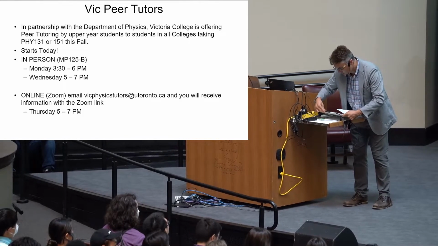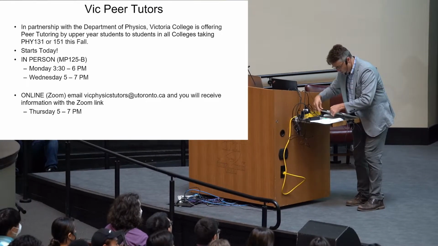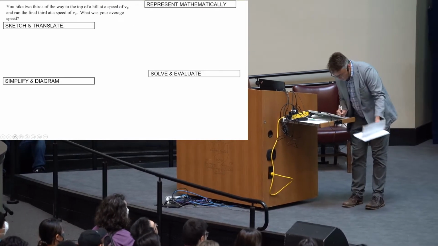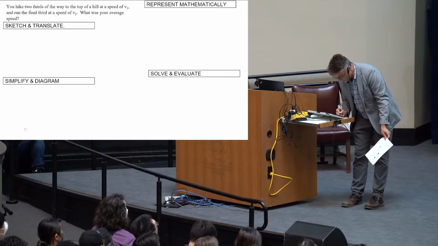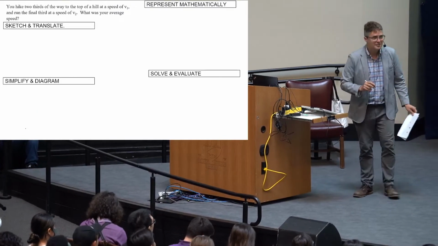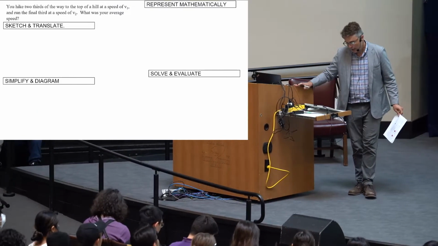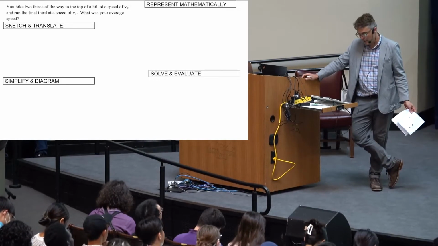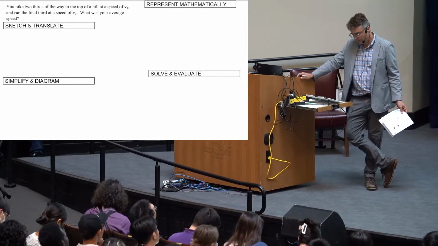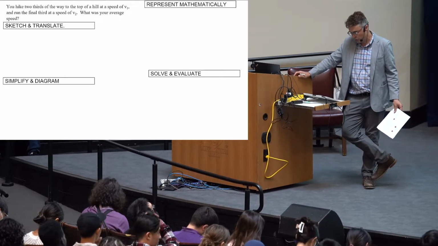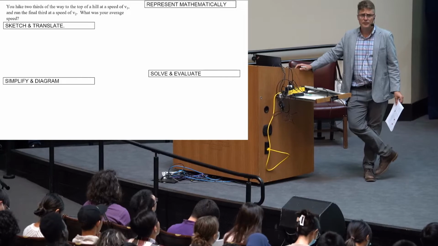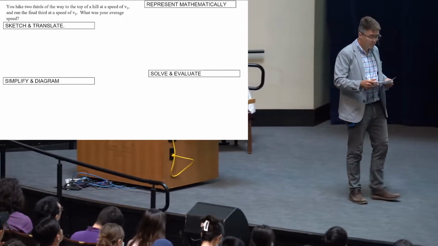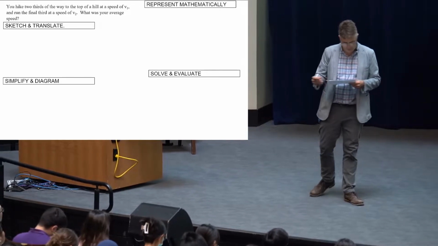So let me see if I can show you a way of doing this. I don't know if this looks familiar to you. You hike 2/3 of the way to the top of a hill at some speed, let's call it V1, and run the final third of the way at a speed V2. What was your average speed? This was a problem, it's more numerical, that was part of your online homeworks.